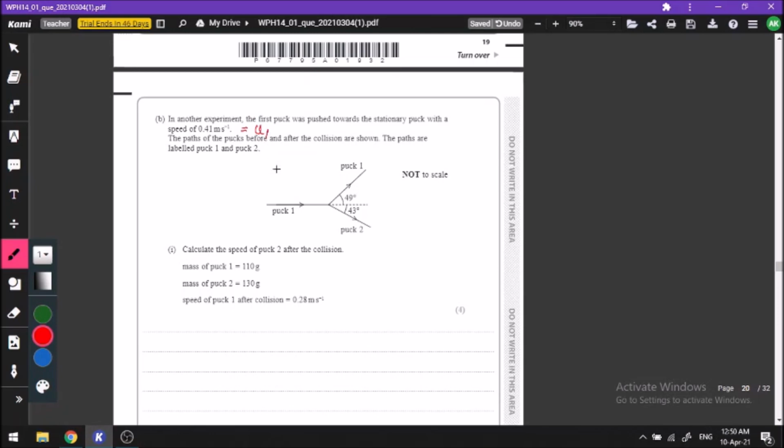So U1, okay? And this is the mass of puck 1, so M1, puck 2, mass M2. The final velocity of puck 1, so V1. I have read the question before, so it didn't take much time for me to label this U1, M1, M2, and V1. But when you get the question, before applying the law of conservation of momentum, you should first identify what your M1, M2, U1, U2, V1, V2 are, because you will need these parameters in your equation.